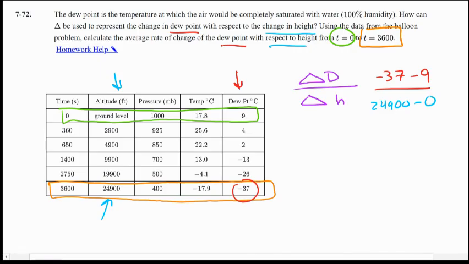When I simplify that, I'm going to plug it into a calculator as opposed to having this big fraction. What I end up getting is about negative 0.0018. And the units in this, because dew point is temperature in Celsius and altitude is in feet, I would say degrees per foot.